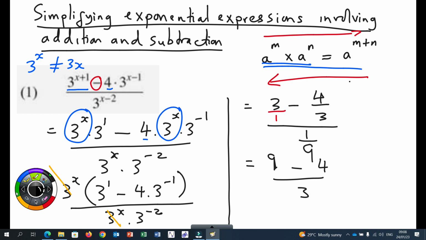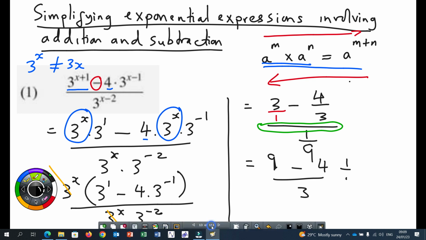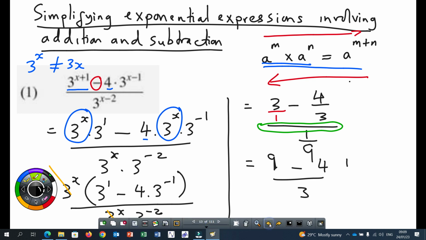Now, it's always better to convert a division line to a division sign when you're working with fractions, because it's not wise to have so many division lines. So in this case, this is our main division line, our major division line. I'm going to convert it to a division sign. So I'll put here divided by, let me write that properly, divided by 1 over 9.